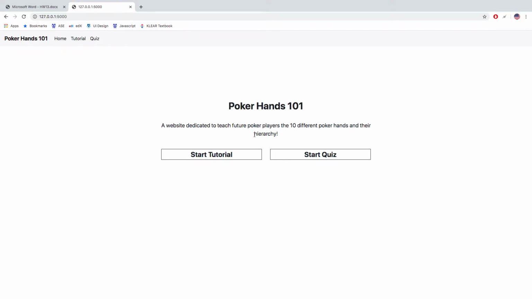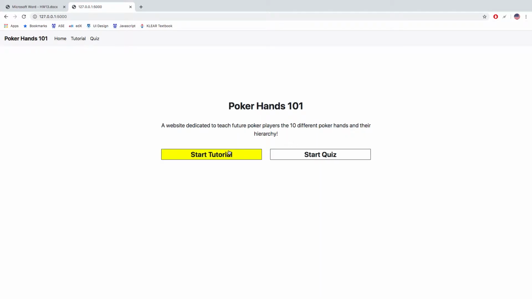Hello, my name is Daniel King, and I am a college student who wants to learn more about poker hands because I was invited to play poker with my friends tomorrow. I never played poker before, so I figured I have to learn what the poker hands are if I want to start tomorrow. And so I ended up coming to this website, Poker Hands 101, a website dedicated to teach future poker players the 10 different poker hands and their hierarchy.